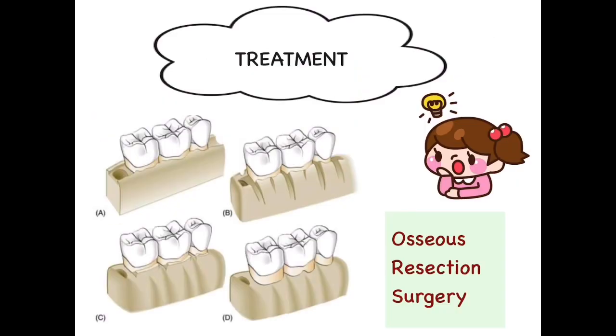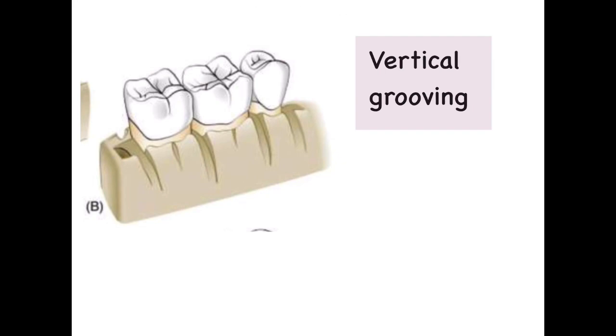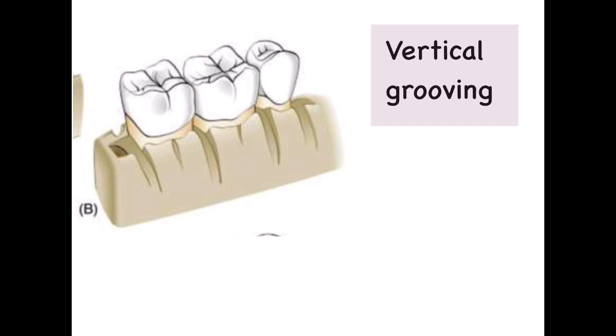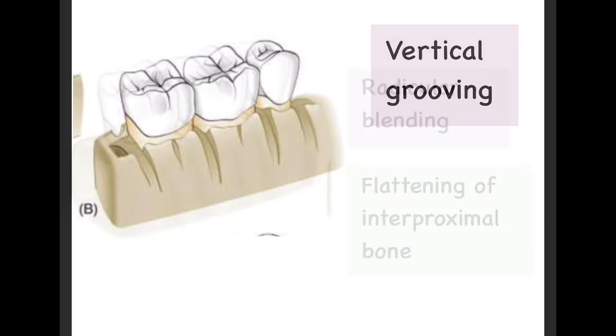The first part of osseous resection surgery consists of vertical grooving. In this picture, we can see that there are vertical grooves which are placed, right? This step is usually done with the help of burrs. With the help of burrs, we are putting grooves in the bone, and these are in a vertical direction, right? We are not putting them horizontally. Therefore, we are firstly doing the vertical grooving.